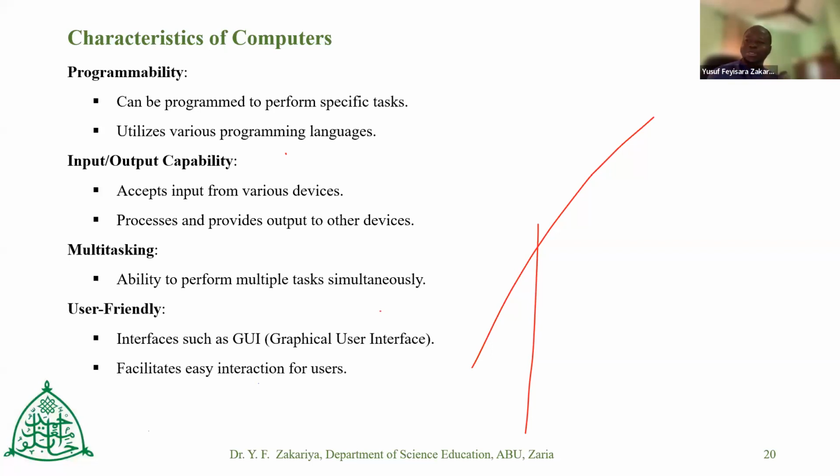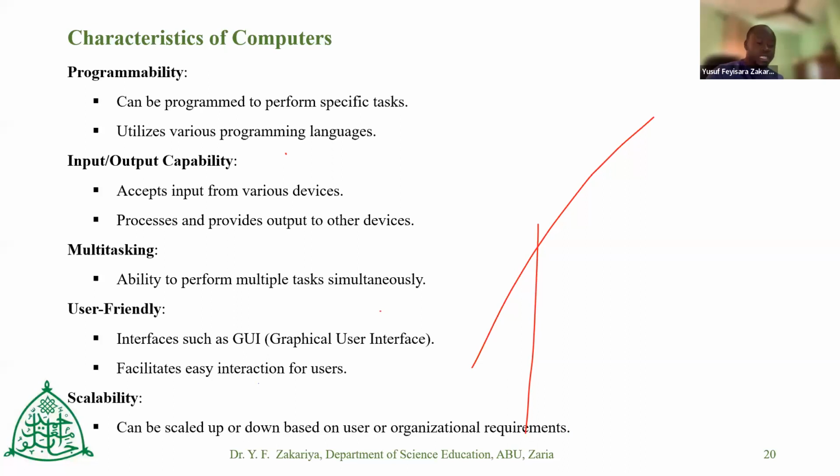Then, of course, a computer is also user-friendly. You can see some colors, you can see some videos, you can see some lines, you can see bold, because this is user-friendly. It is appealing. You can make a lot of graphics of this. So an interface such as the graphical user interface makes it easy for you to move from one end to another. Now, scalability, of course: you can move up and down, you can expand, you can make it small.